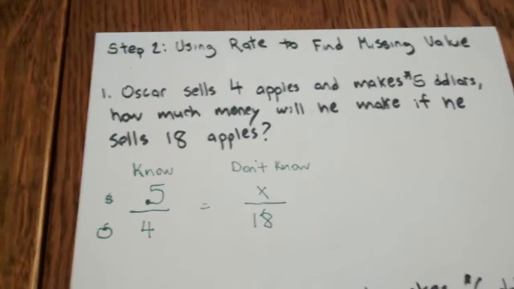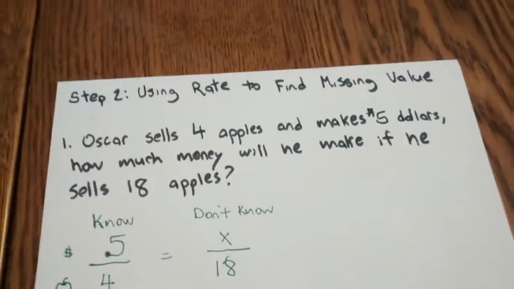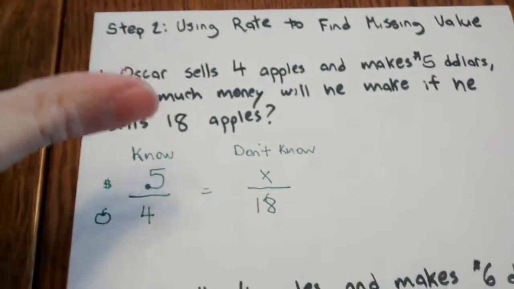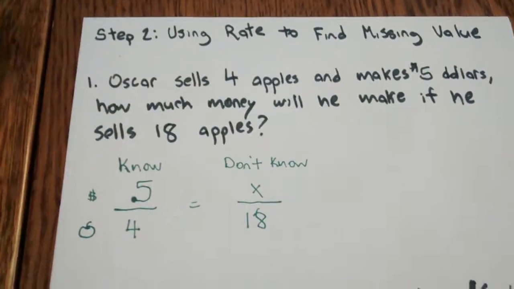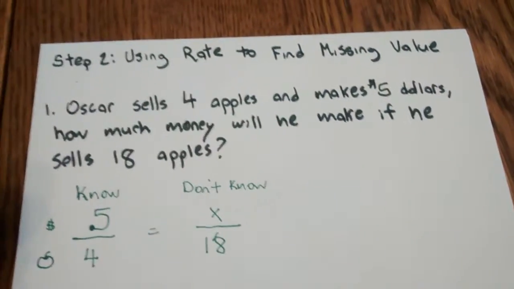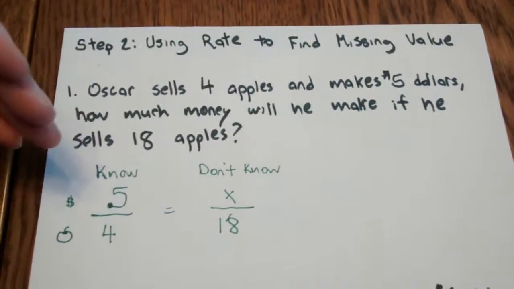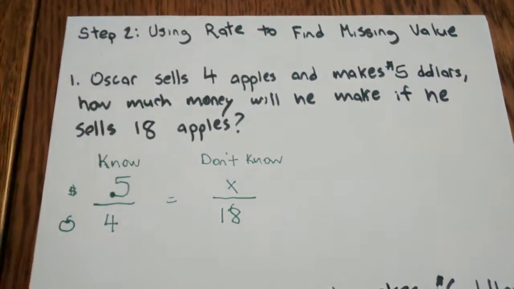So in the last video, I showed you how to distinguish between the numerator and the denominator, and here are some examples that we'll use in rate problems. So, Oscar sells 4 apples and makes $5. How much money will he make if he sells 18 apples?